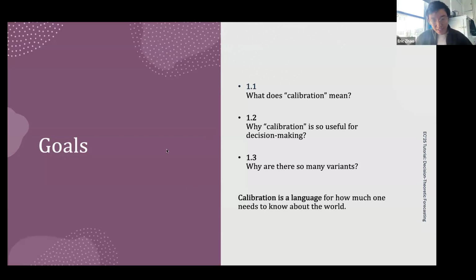Great. At the high level, if you need something in the back of your head, it's that calibration has become more of a language. It's a language for describing how much information you need to know about the world in order to act within it. Great. So let's jump into the first part, which is covering the definition of calibration.